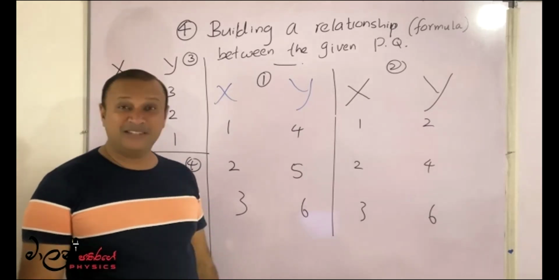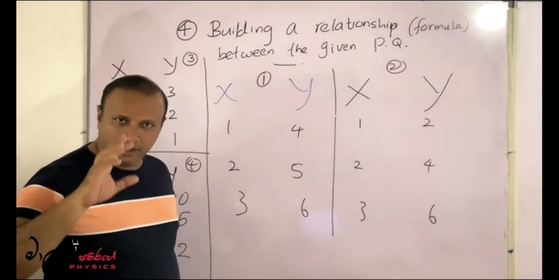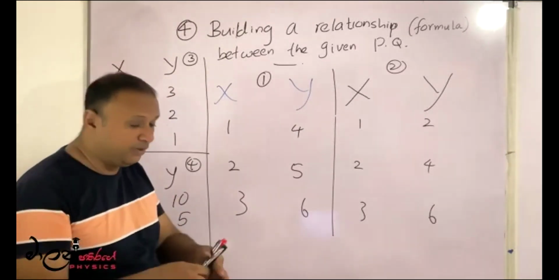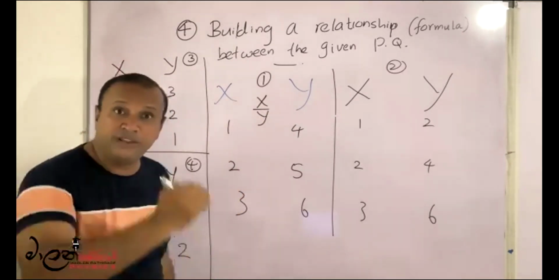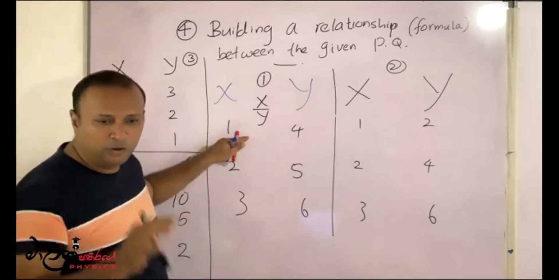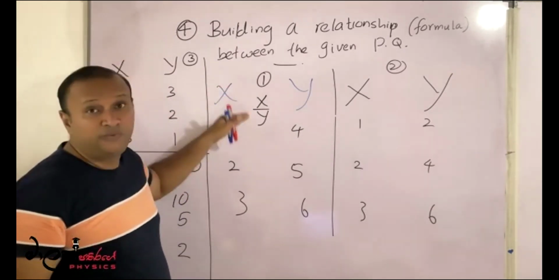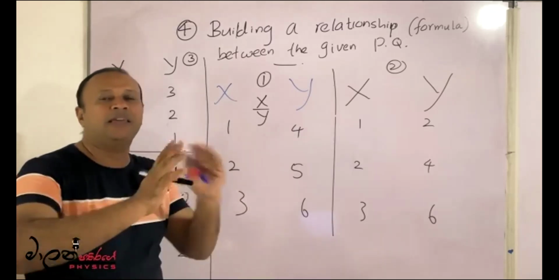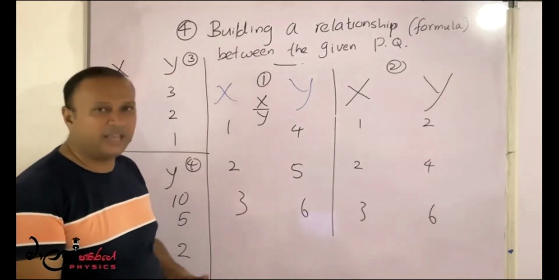Okay. Now this is the definition. Son, if the ratio between two physical quantities, if the ratio means x over y or y over x, that is the ratio. If the ratio of two physical quantities is a constant, those two physical quantities are said to be in direct proportionality. In a directly proportional case, the ratio should be a constant.